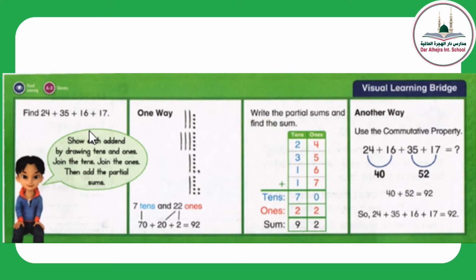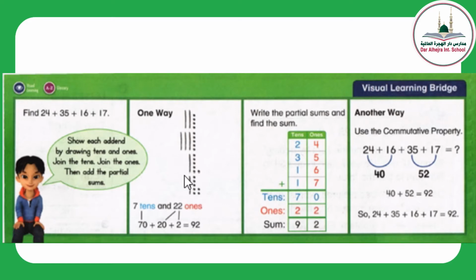Now there are many ways to show how we can add these. The first way is again by showing the models, but this time we are not showing the models for two numbers. We are going to show them for all three or four two-digit numbers. Like here 24, we can see 20 and 4. 35, 30 and 5. 16 is shown by 1 ten and 6 dots. And 17 is shown by 1 ten and 7 dots.